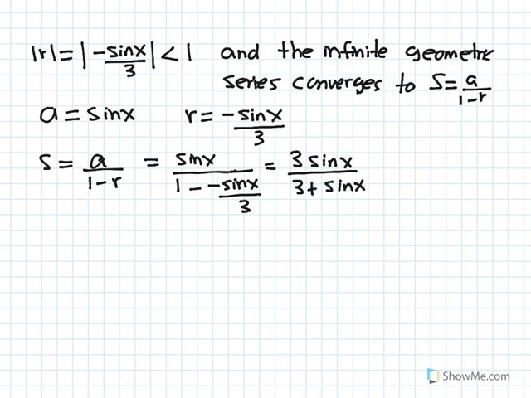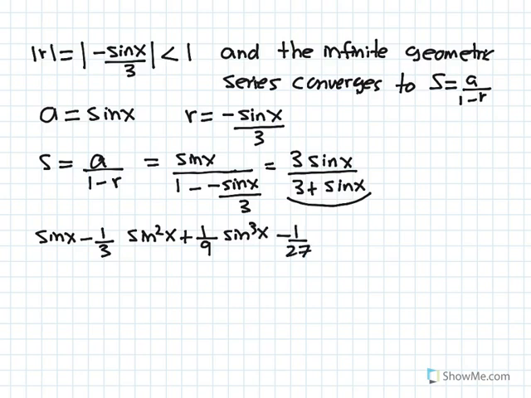This is the sum of this infinite geometric series, and this infinite geometric series converges to the sum for all values of x. Let's write the expanded form of this geometric series. Sine x minus 1/3 sine squared x plus 1/9 sine cubed x minus 1/27 sine to the 4th x, and dot dot dot. This is an infinite geometric series. The total sum is equal to 3 sine x divided by 3 plus sine x.